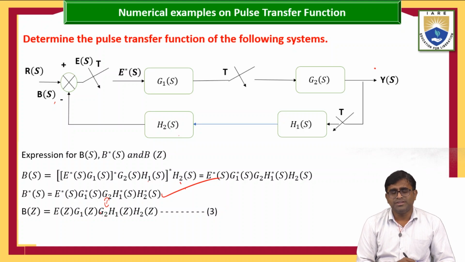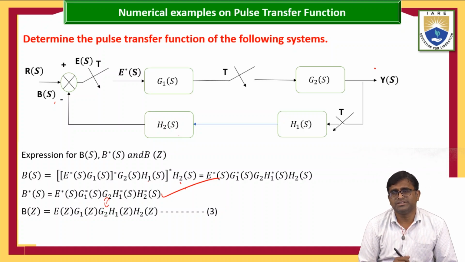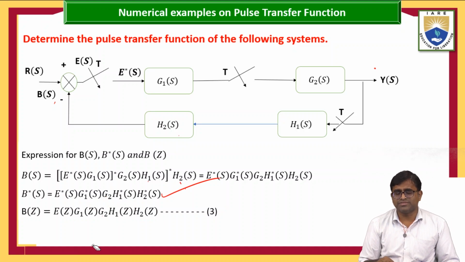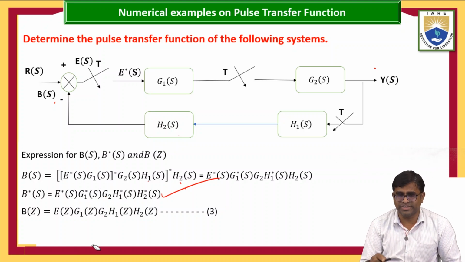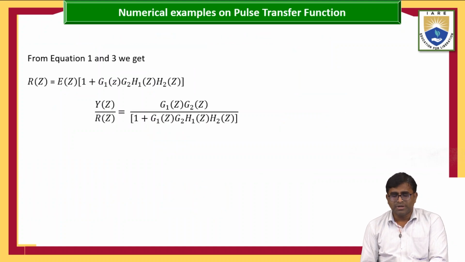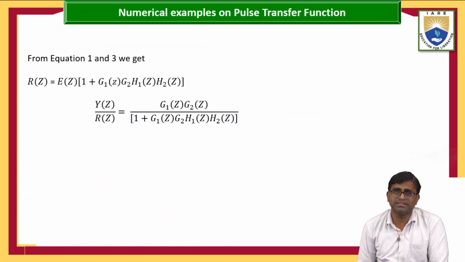Because it is not a star function. It is not a star function. Okay, so H1 of Z and H2 of Z is there. Okay, now this is feedback completed, and the interior section is explained similarly.